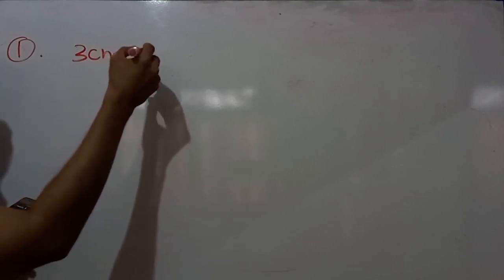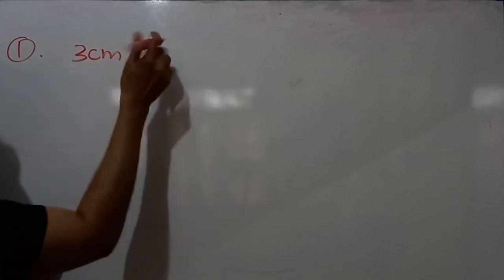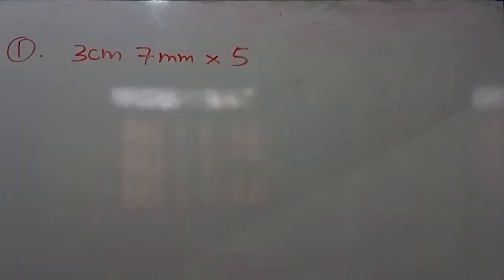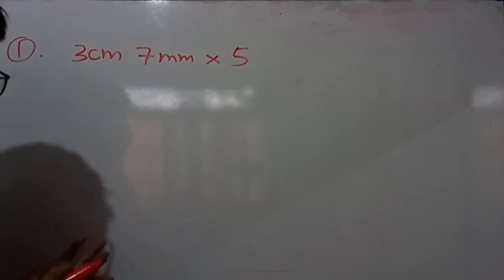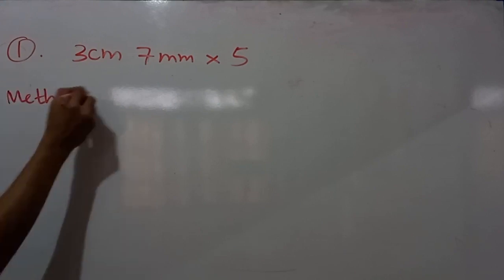So we will start from an example. Example number 1: we have been given 3 centimeters and 7 millimeters. We have to multiply that by 5. There are 2 methods where we can get an answer. We will look at both of these methods, so you can choose whatever is best for you. This will be the first method, method 1.